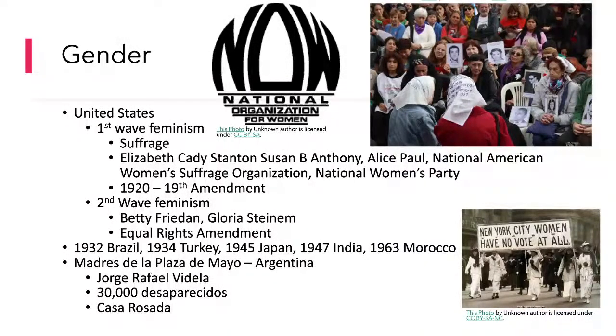Enter the families of these disappeared people, right? So these people, most of them were young, some of them were middle-aged. They disappear and they never come back. Their families are unhappy. Their mothers began to gather. And this is the beginning of the Madres de la Plaza de Mayo. Madres means mothers in Spanish. So the mothers of these disappeared people began to gather.